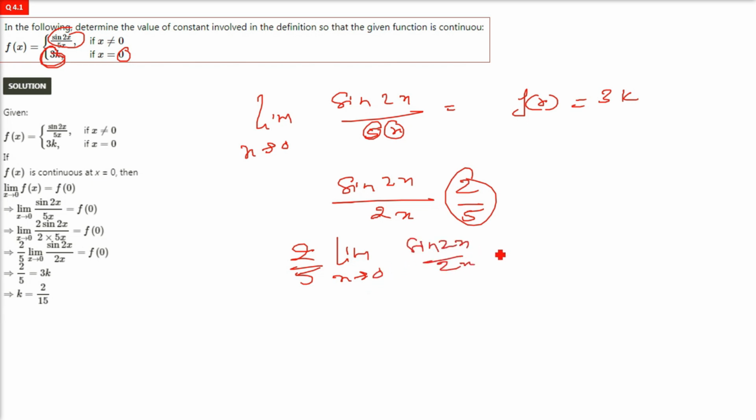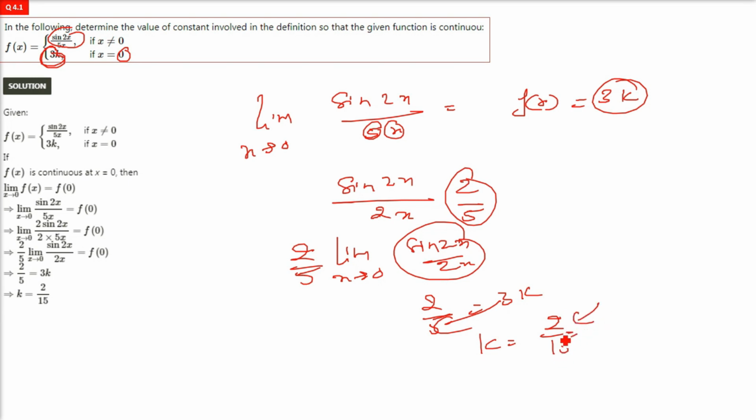Okay, this is going to be 1. We know that limit of sin theta by theta as theta tends to 0 is 1. So 2 by 5 it is, and it has to be equated with 3k. So k will be equal to 2 by 5 into 3, that is 2 by 15. k is 2 by 15. This is your answer.